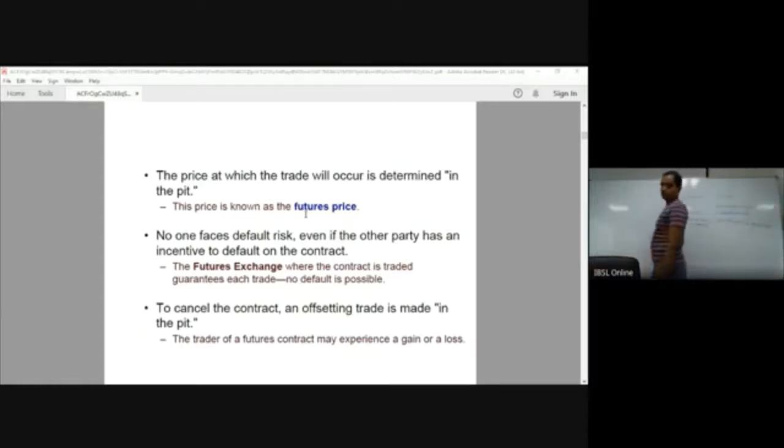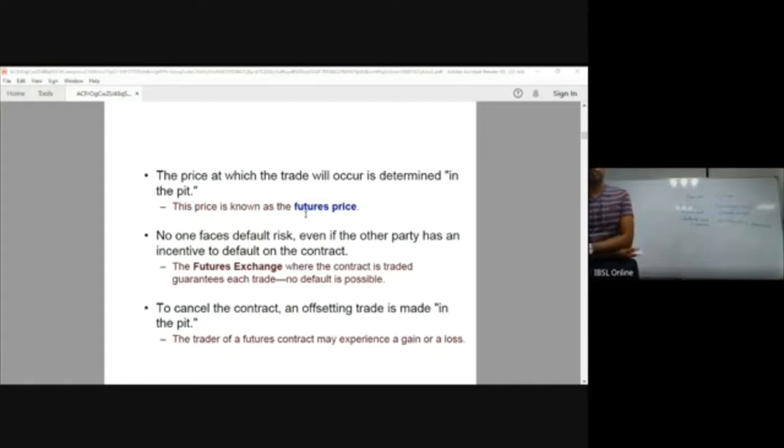The price at which the trade will occur is determined in the pit. This price is known as the futures price, right? So trades are done in a place called a pit, right? It's not like a toilet pit. It's a very posh place. The only thing, people start shouting, lots of noise.